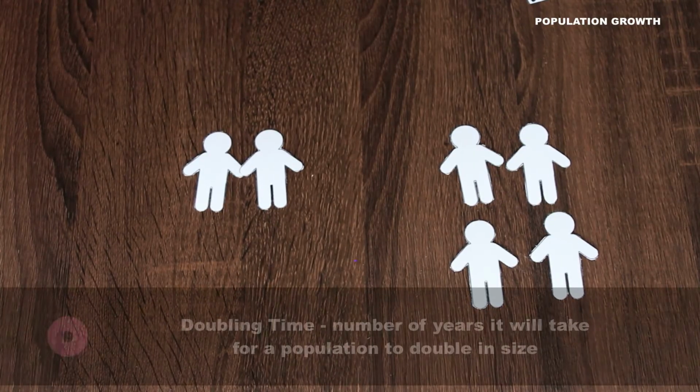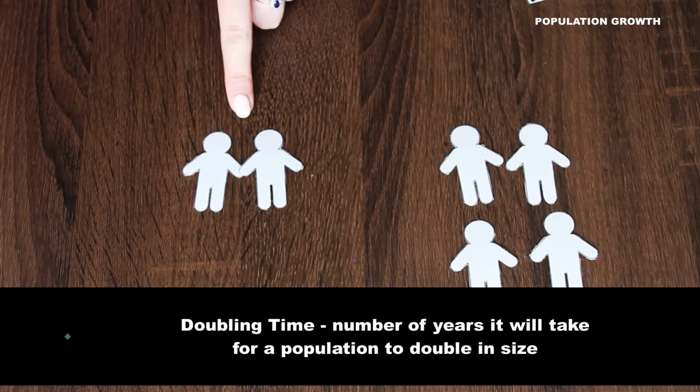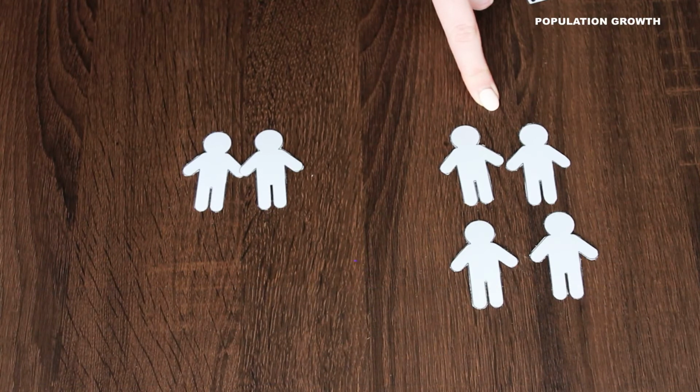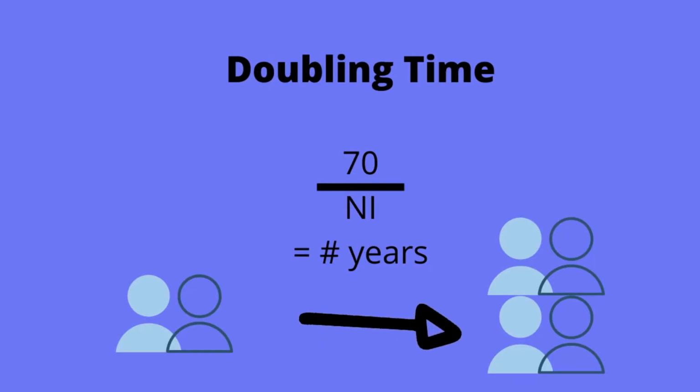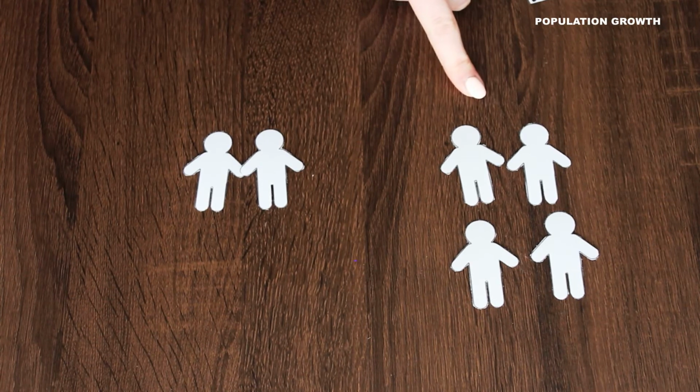Doubling time is the number of years it will take for the population to double in size. And the way that we calculate this is by saying 70 divided by the natural increase, and that will give us the number of years it will take for our population to double.